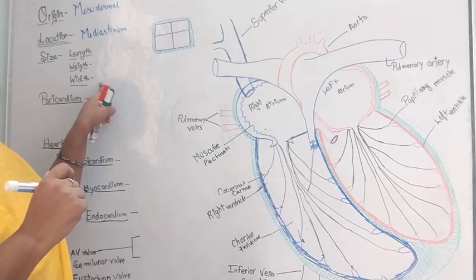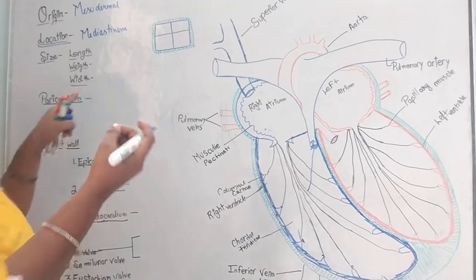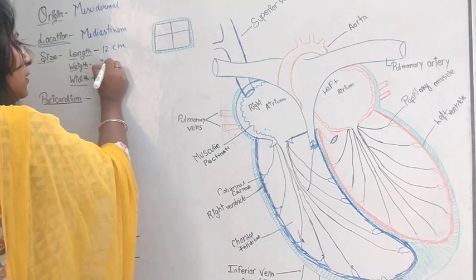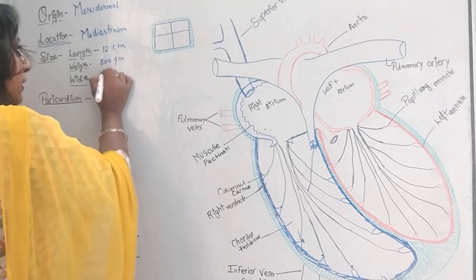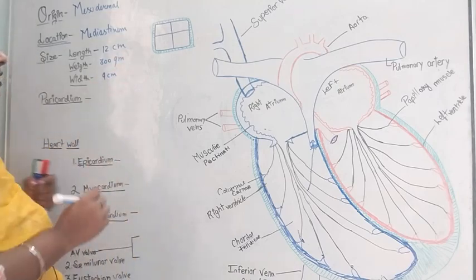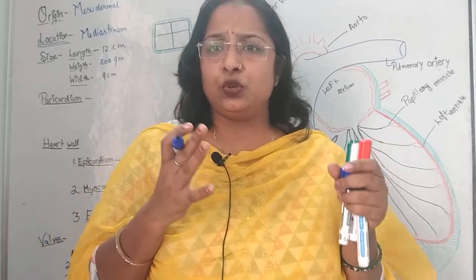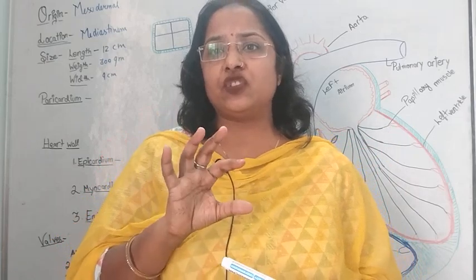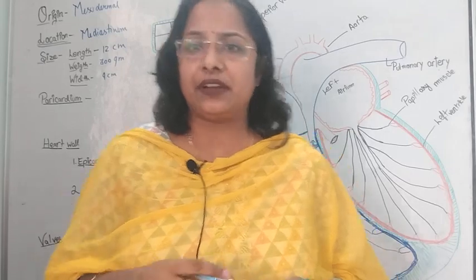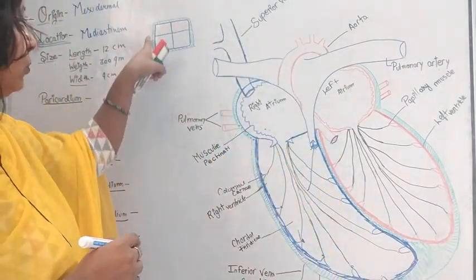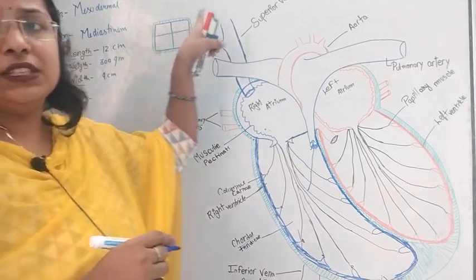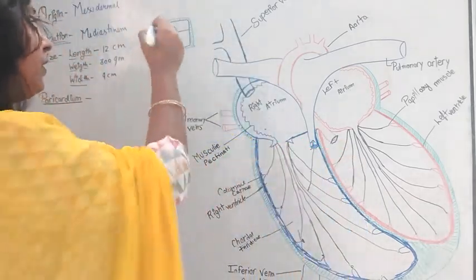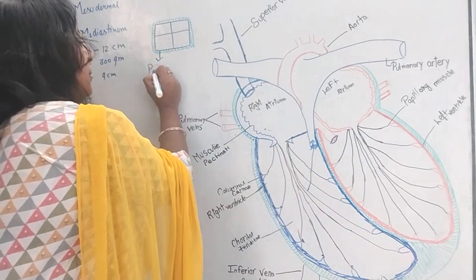If we talk about specific measurements, heart length is 12 centimeter, weight is 300 gram, width is 9 centimeter. Now, since it is hugely important in our life, it has protection, as visceral organs have a protective layer. The layer around the heart wall is called the pericardium. Pericardium is the protective layer of the heart. This green color shows the pericardium.